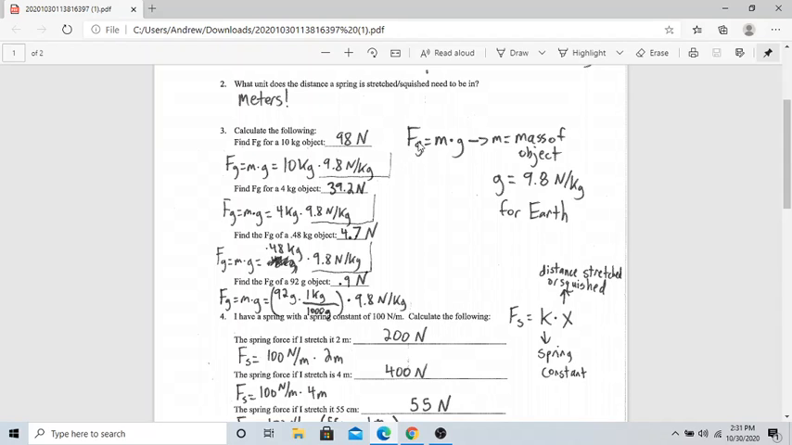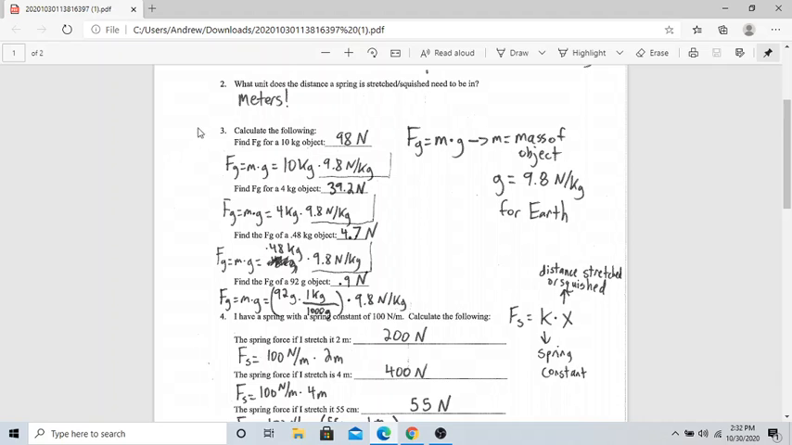For those of you in AP, you'll remember I told you that for calculations on the AP exam, you can use 10. All of my calculations here are just using 9.8, just to make sure they're actually accurate. But if you went through and did this with 10, and your answers are close, that's fine as well.